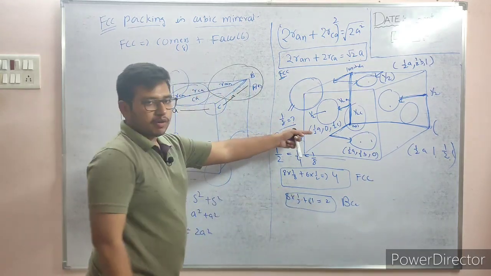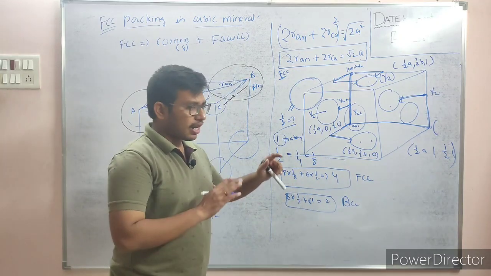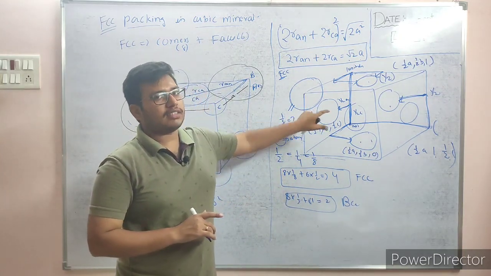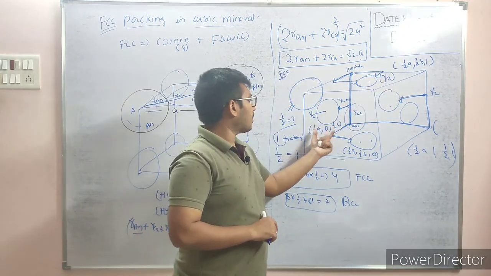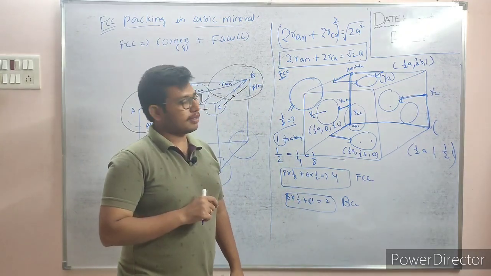Understanding, na? Atomic positions, the simplest way of getting them. So you are understanding everything. If I ask you to find out the Miller indices for this face, what is the Miller index? For this face, what will be the Miller index? For this face, what will be the Miller indices?